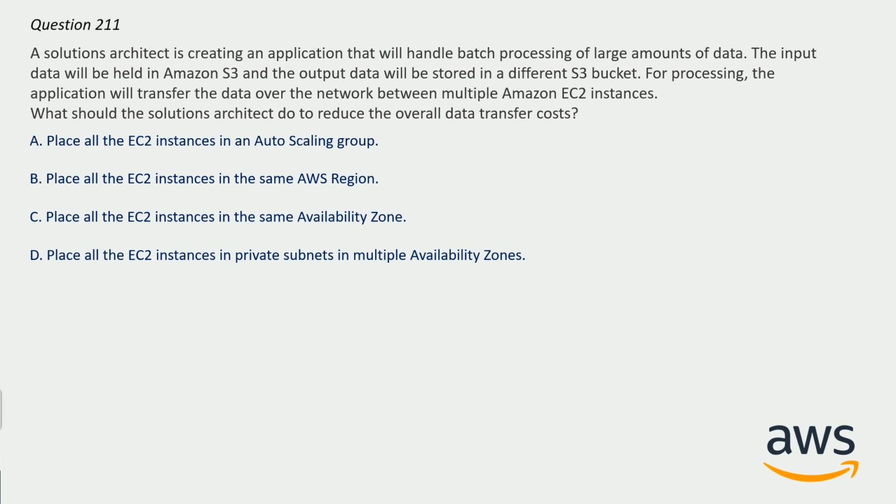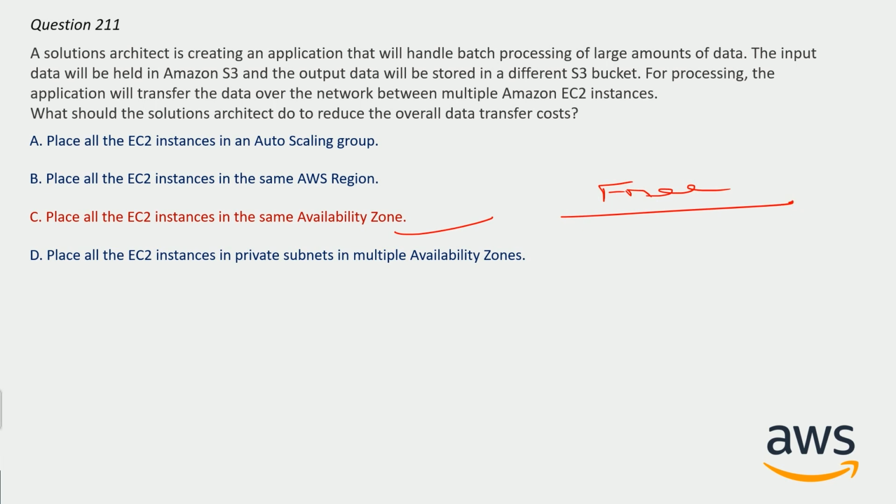Let me reveal the correct answer, and the correct answer here will be option C. Place all the EC2 instances in the same availability zone. So this one is correct here because data transferred between Amazon EC2, Amazon RDS, Amazon Redshift, Amazon ElastiCache instances and even Elastic Network Interface in the same availability zone is absolutely free. In the same availability zone, it will be absolutely free. So option C is correct here.